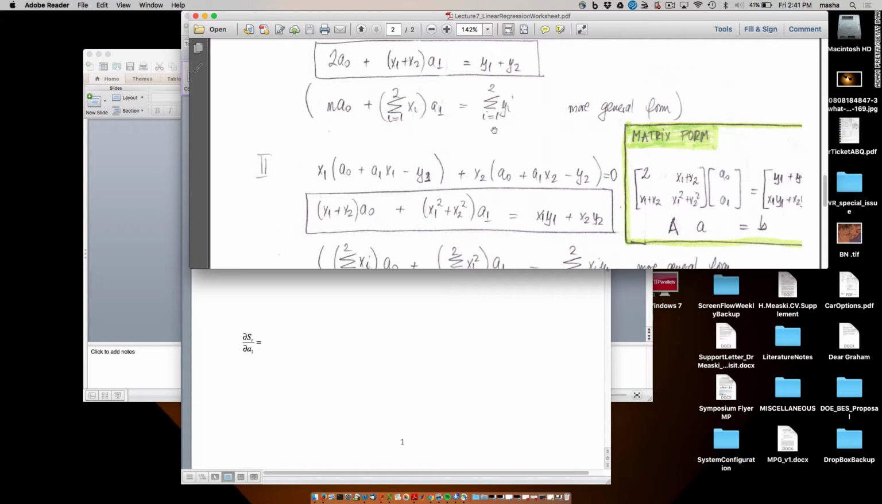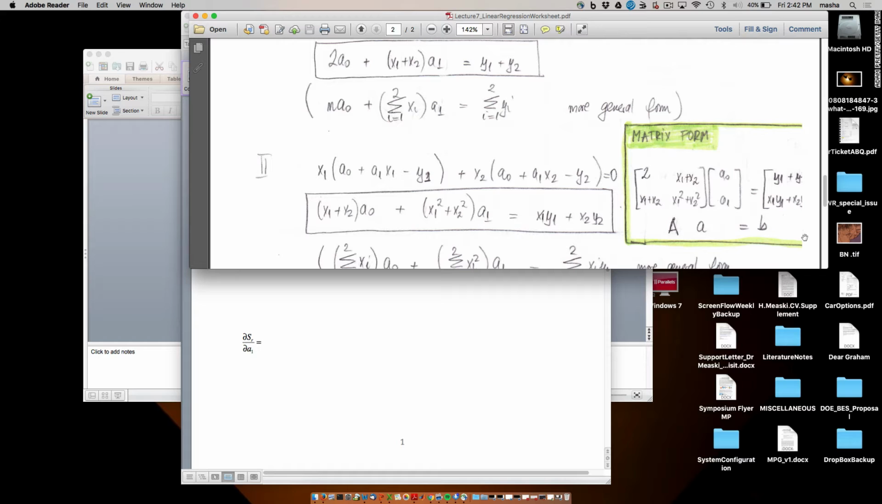On the far left, the a naught. Those are x's, right? A0 times x1. They just look like y's. Oh no, they're x's. Sorry. This is why I have PowerPoints for most of the class.